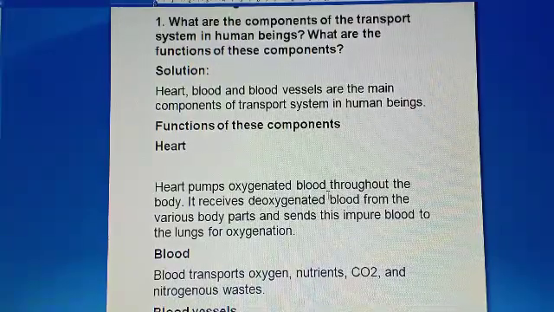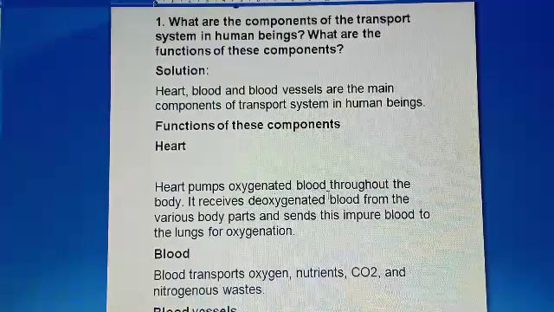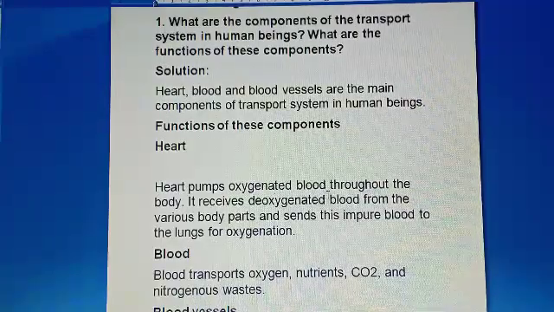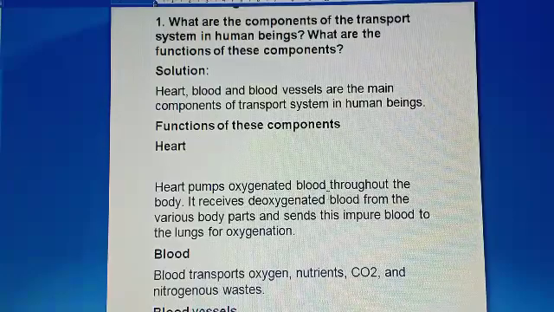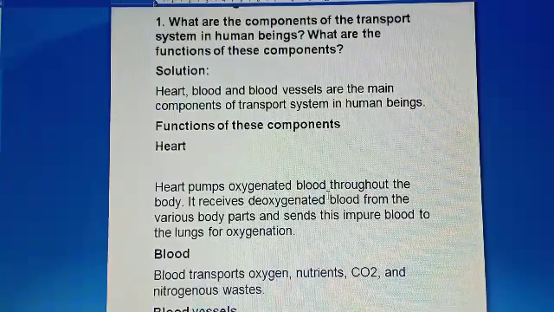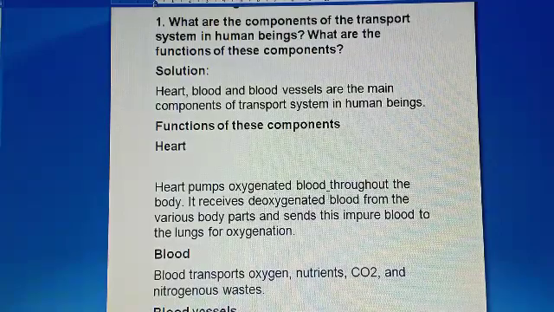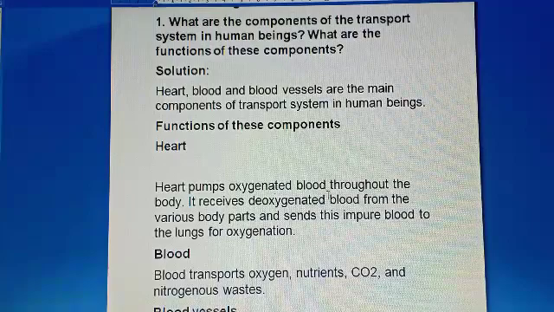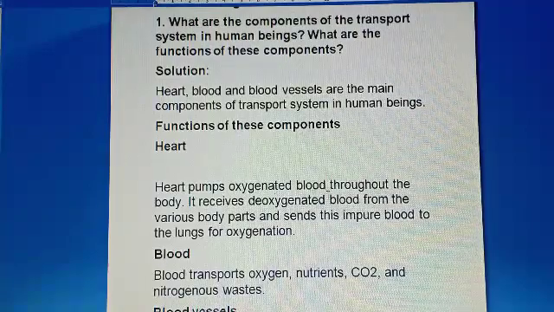Means the heart is a pump that pumps oxygenated blood throughout the body. It receives the deoxygenated blood from the various body parts and sends this impure blood to the lungs for the oxygenation process. Now the next most important component, that is blood.